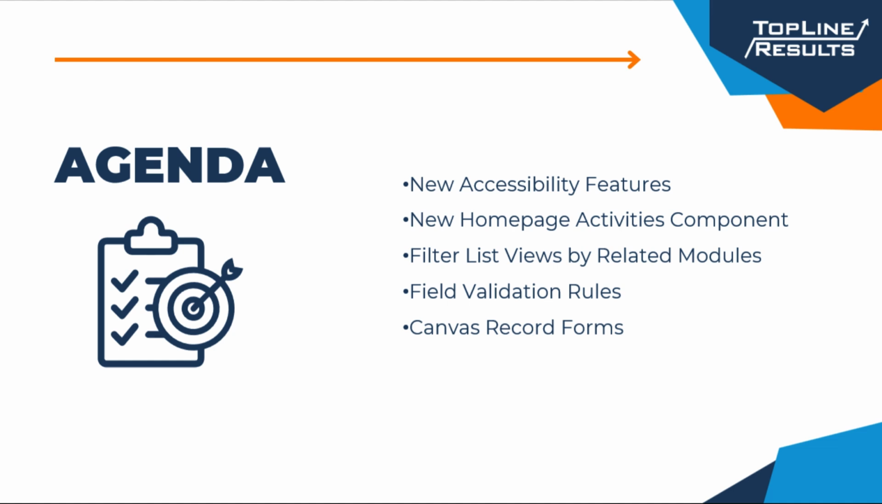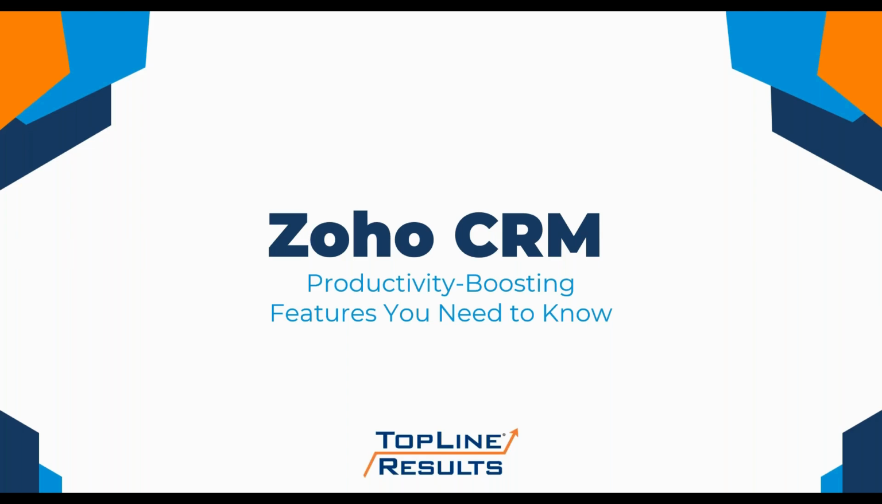We'll then take a look at our field validation rules, which are a way where we can validate the data that's being entered into fields on a record before the record has been saved itself. And then finally, we'll take a look at Canvas record forms, which are different ways to display the data that's in any given record, both after the record has been created, as well as different options we can have for our record creation forms. With that said, let's jump right into the demo today.